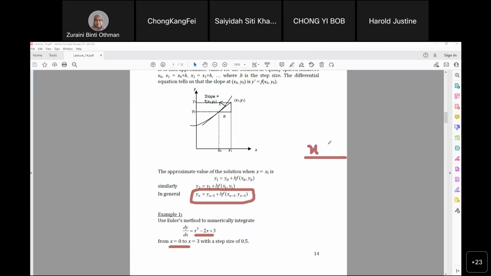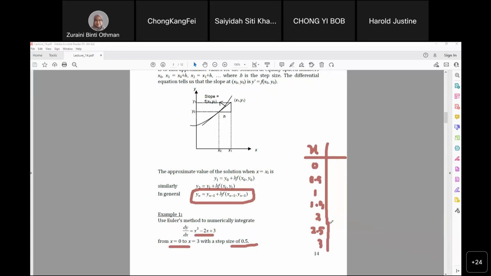Okay, then we know how many iterations we have to do from this information, and the step size, which means the scale for X is 0.5. So here it involves 0.0, then plus 0.5 will be 0.5, then 1.5, then 2.5, and 3. Okay, so sekarang kita tahu.